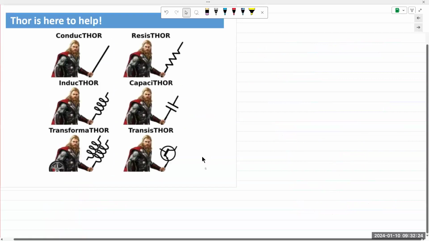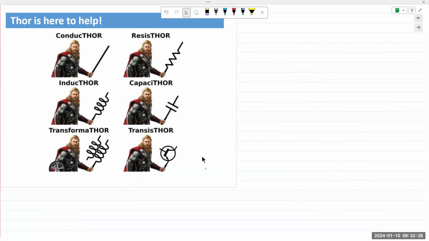I don't have anything particular about this slide. I just like the meme, so I wanted to put it in there. Basically, when you first start out and students are not familiar with it, especially high school students, I would just like to say Thor is here to help you understand.